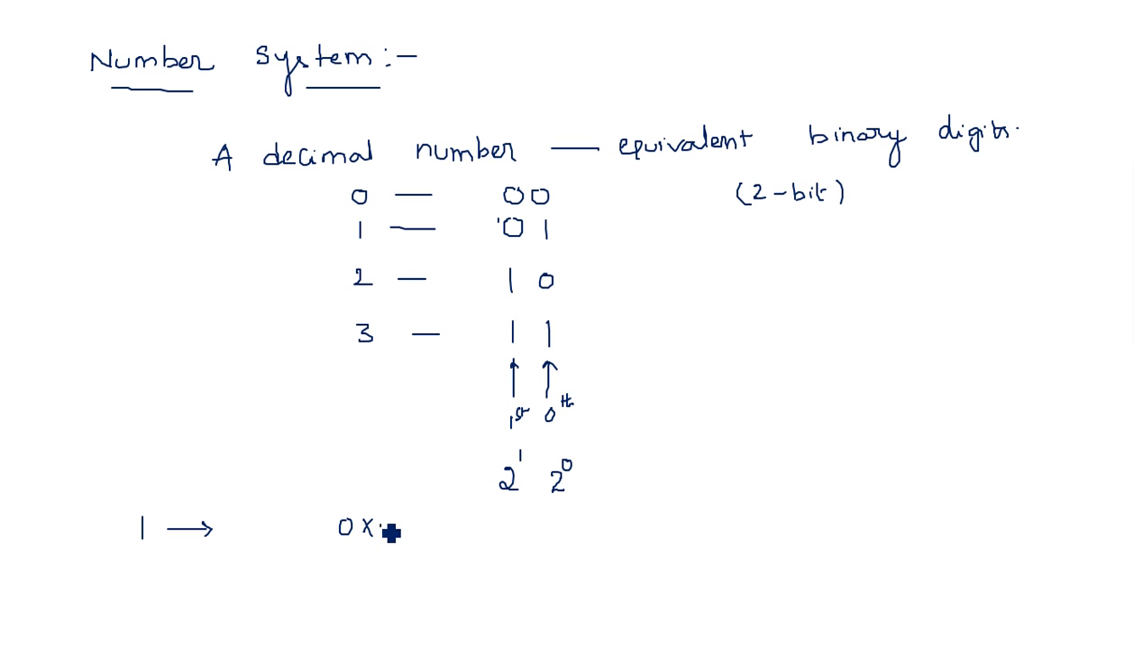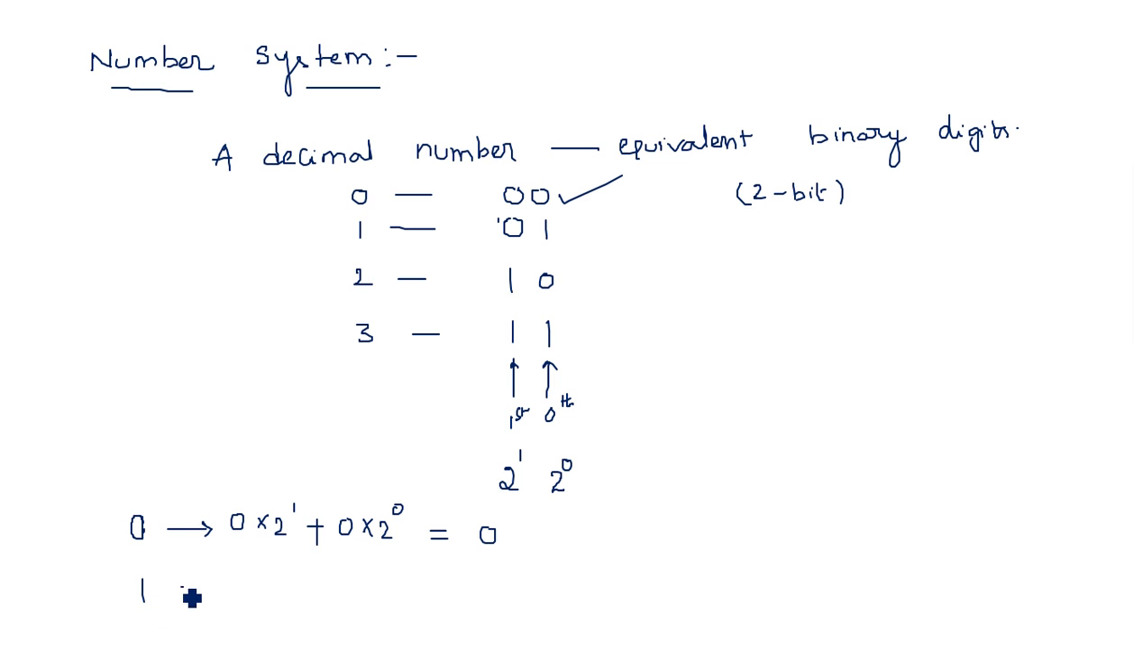So 0 into 2 power 0 plus 0 into 2 power 1. This is the representation. If you simplify this, this is 0, this is 0, so 0. Sorry, this is for the first number, 0. Okay, this one is completed.